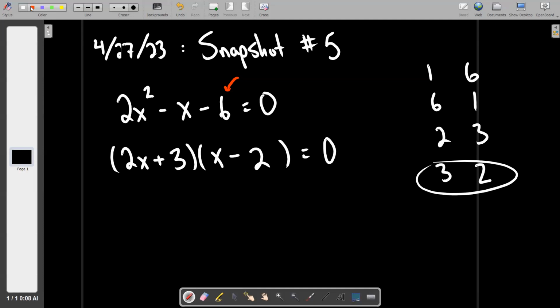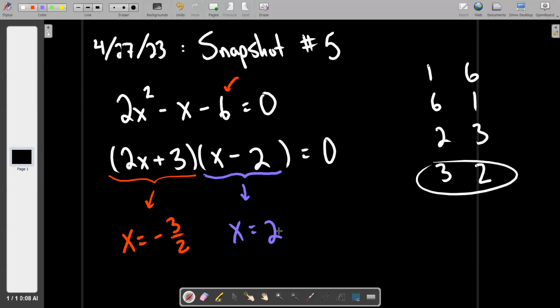So like if this is a factor, then it produces a solution of x equals negative 3/2. And this factor produces a solution of positive 2, right? So don't do all that hard work to factor and then not finish the job. You guys have any questions about that particular problem?